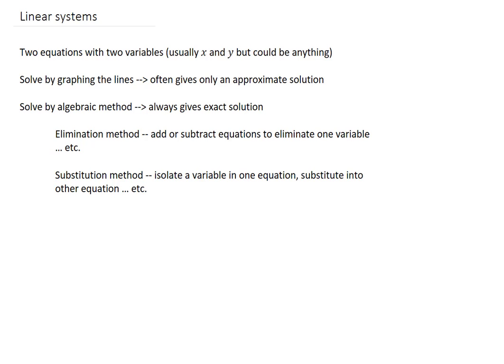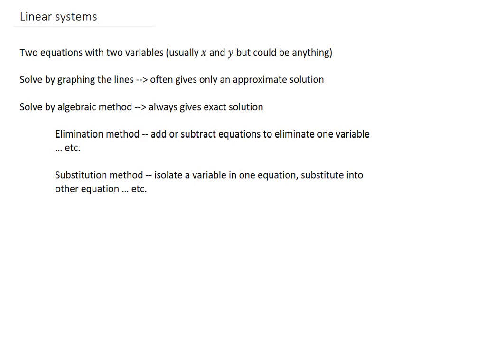There are 6 major topics in the MPM2D course. Linear systems is the first topic. This is where you have 2 equations with 2 variables, and these represent lines in the plane. We usually use x and y, so let's call it the xy plane. What you're looking for is the intersection point of the 2 lines, if they intersect. If they don't intersect, that's because they're parallel and distinct.